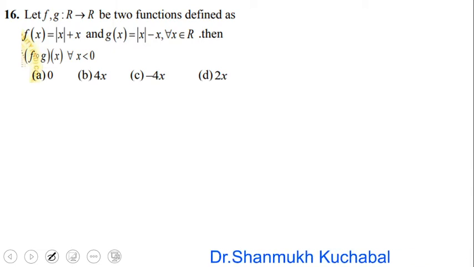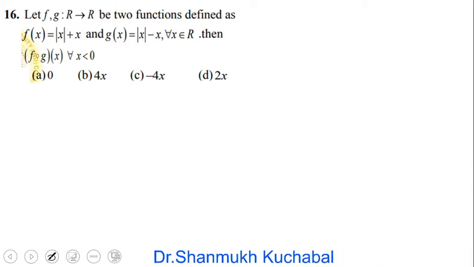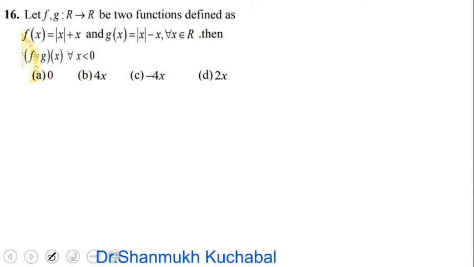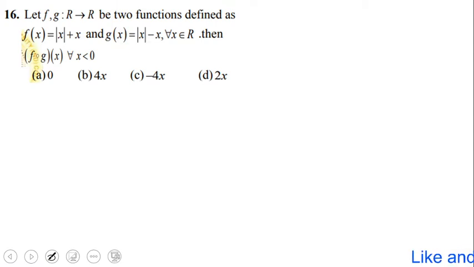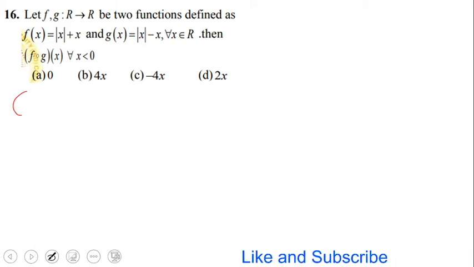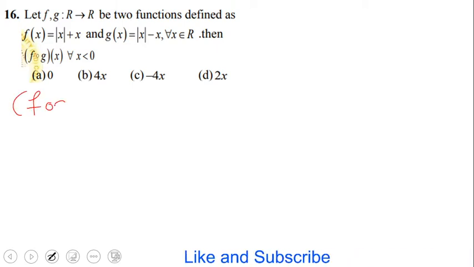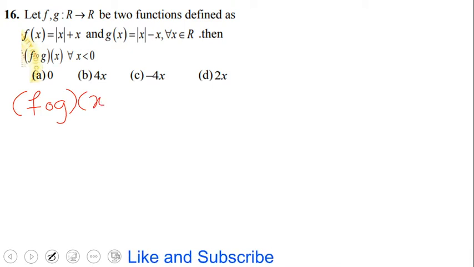So the question is, let f, g, these are functions defined from the set of real numbers to real numbers, be two functions defined by f of x equal to mod of x plus x, g of x equal to mod of x minus x. Then f composition g of x we have to calculate. So we need to calculate f composition g of x.